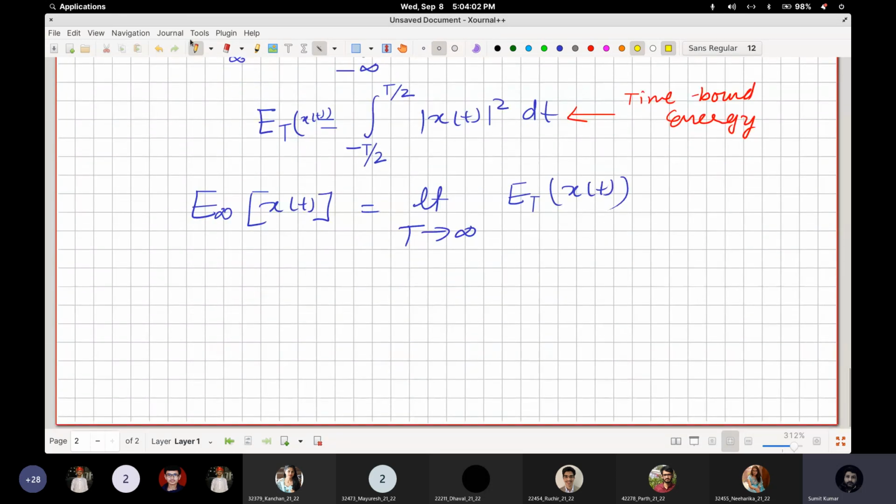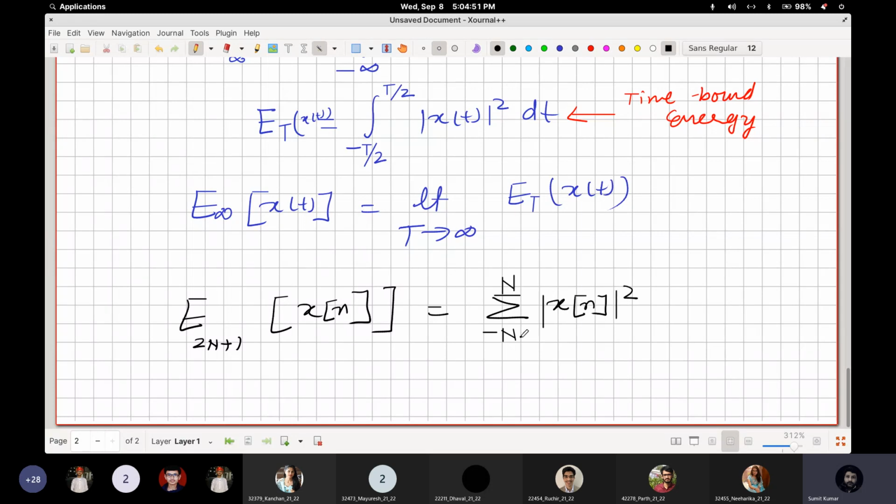I forgot about the discrete time signal. If you have a discrete time signal, instead of integration, what we will generally be computing is this quantity. So E infinity of a discrete time signal, or let me just first introduce ET of a discrete time signal. So for a discrete time signal, let me call this X of N, we generally call this E 2N plus 1. It is 2N plus 1 samples, and this quantity will be equal to the summation from minus N to N. You have x of n, the discrete time signal, its mod, and then we square it and sum it.